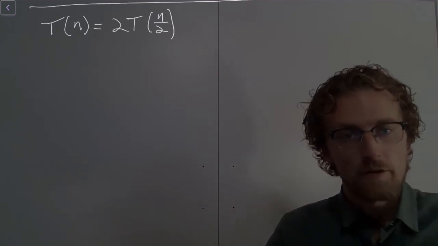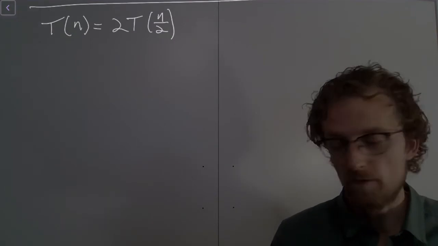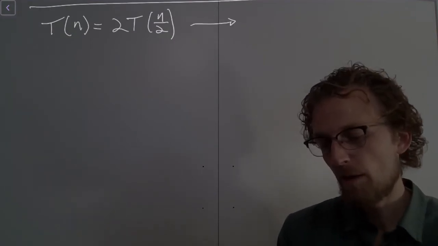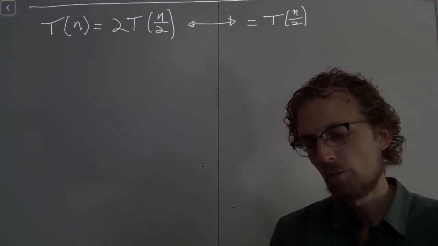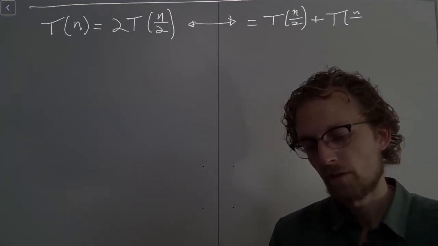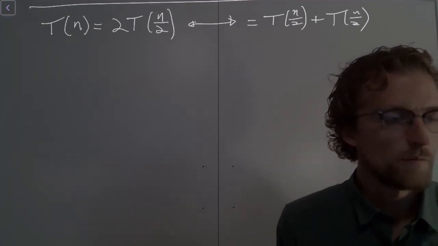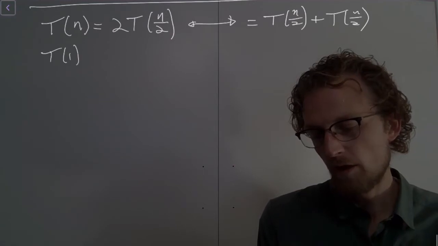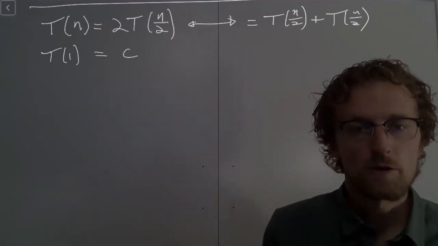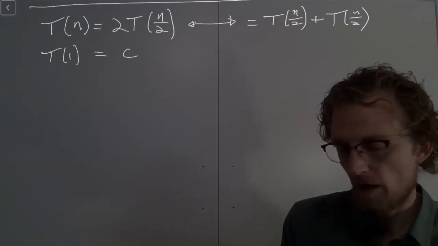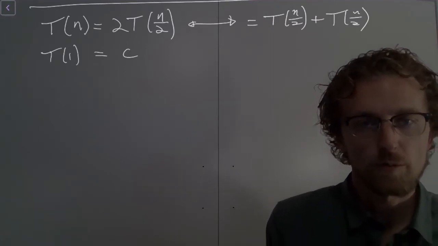Unlike with binary search, where I would only recurse on one half, with this one I'm recursing on both halves. The way to think about this is that it is essentially equal to t of n over 2 plus t of n over 2. I'll give a base case where t of 1 equals c again, but here there's essentially no recursion overhead. I don't have a plus c or plus c1 on the recursive part.